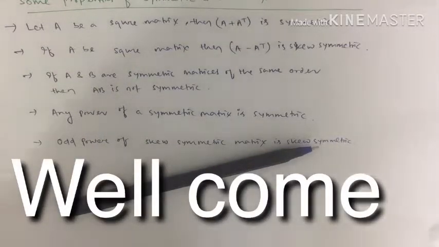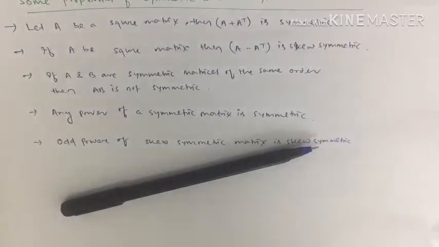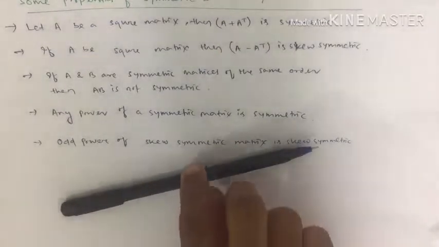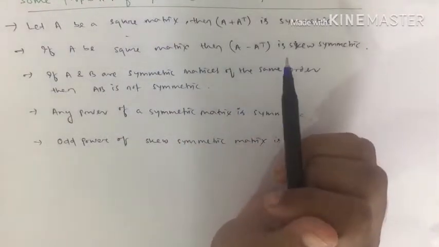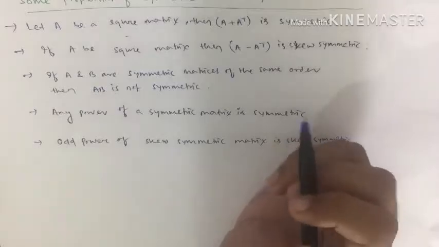Welcome you all to our YouTube channel and welcome you again to the next lecture of the chapter Matrix and Determinant. As I have promised, this lecture is based on the properties of symmetric and skew symmetric matrix and one problem. Okay, so let's see the properties. What are the properties? If A is a square matrix, then A plus A transpose is symmetric.